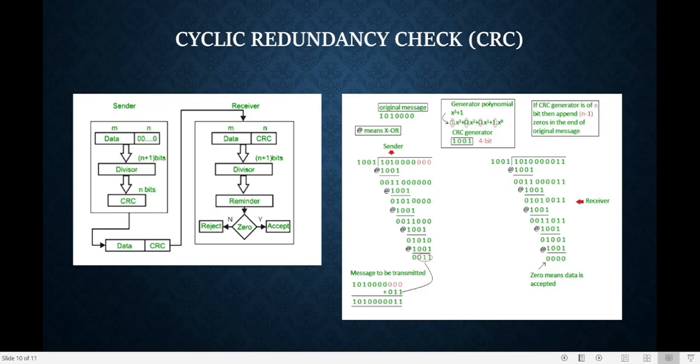If the remainder is 0, then the data is accepted. In this image, the remainder is 0, so the data is accepted on the receiver side. And in this way, the CRC technique is used to check the error.